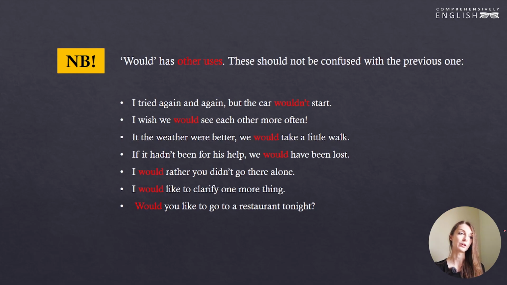I would like to clarify one more thing. A polite request. I would like to clarify, yeah? Would you like to go to a restaurant tonight? What do we do in this question? We offer something. So, would you like to do something expresses an offer. I speak of all of these uses of would in a separate video on the modal verb would, and you can find it in the description below.